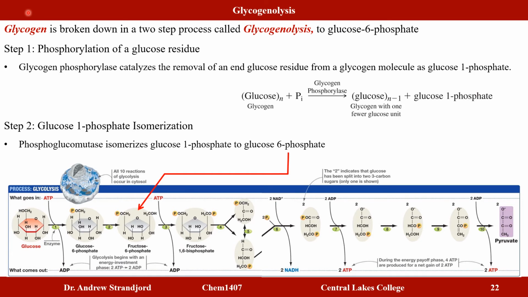Glycogen, which is a polysaccharide used by animals to store glucose molecules, is broken down in a 2-step process called glycogenolysis to form glucose 6-phosphate. So I take glycogen, which is a long polymer of glucose, here N representing the number of glucose molecules, that is reacted with a phosphate molecule in the presence of an enzyme to cleave off one of the glucose molecules. So now I have N-1 for my polymer, but I create a glucose 1-phosphate. That glucose 1-phosphate then goes through an isomerization reaction to form glucose 6-phosphate, and then it can enter into the glycolysis process right here between steps 2 and 3.